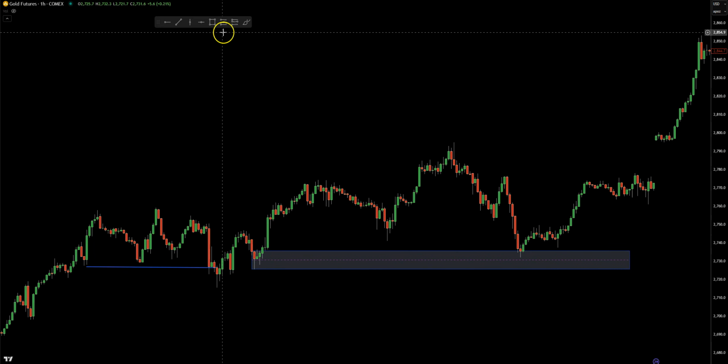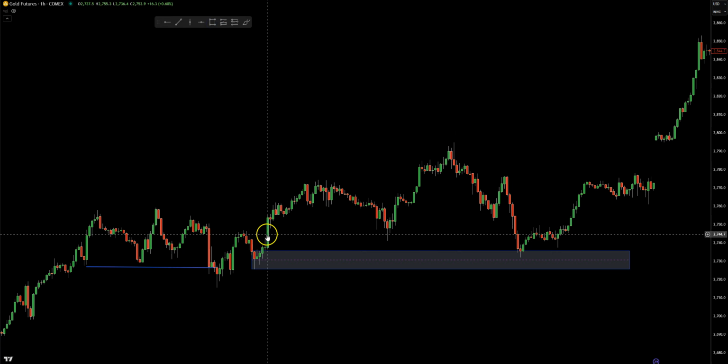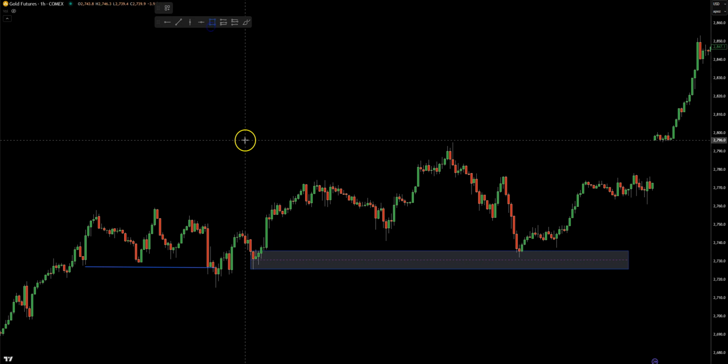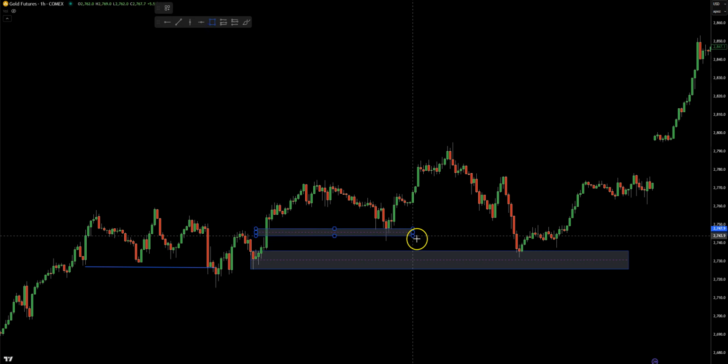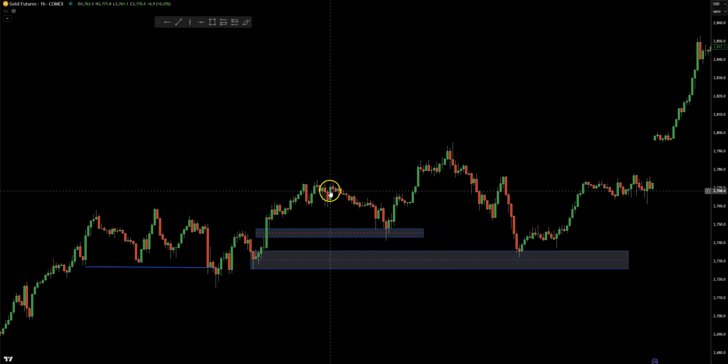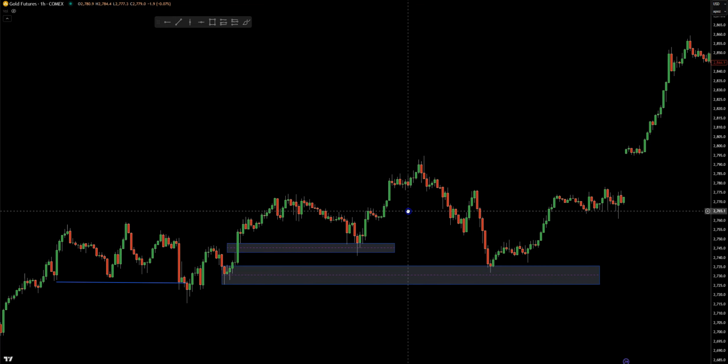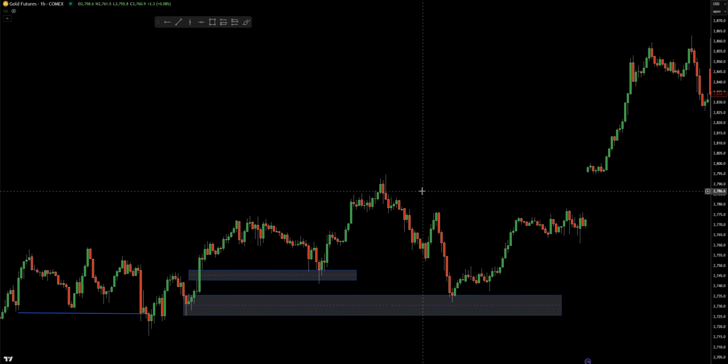All right, so fair value gaps are tradable themselves. I rarely trade fair value gaps, but this is one that probably would have played out if you believe in trading fair value gaps. You got a nice little setup there that you probably could have gotten. There are a few situations where I will, but that's a video for another day.